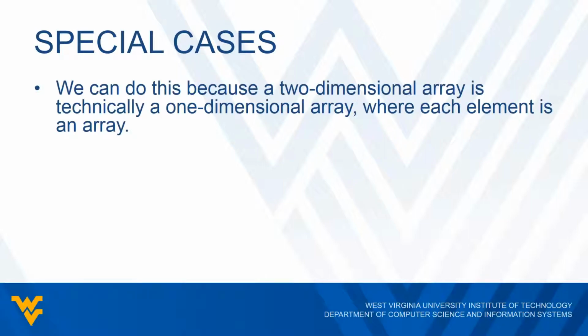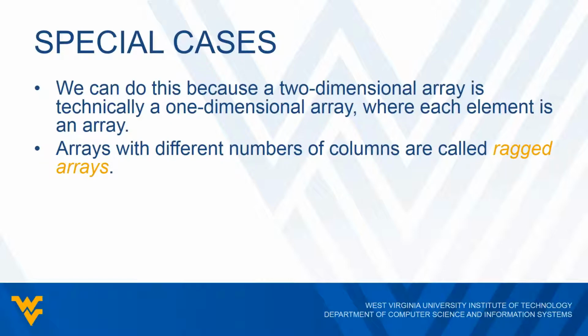The reason we're allowed to do this is because a two-dimensional array is an array of arrays. It's technically a one-dimensional array, and each element is simply an array. So for each element, we can just decide when we instantiate how many columns, or how many elements, that particular element is going to have. And there is a technical term for this. Arrays that have a different number of columns are called ragged arrays.